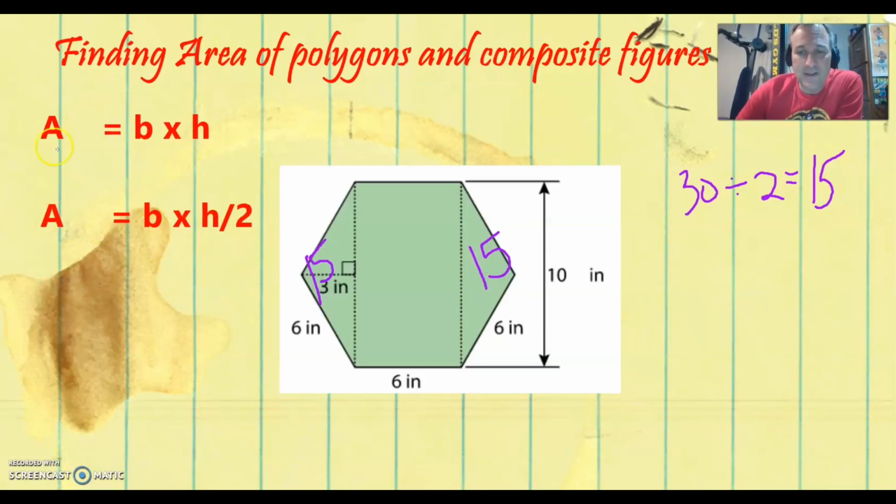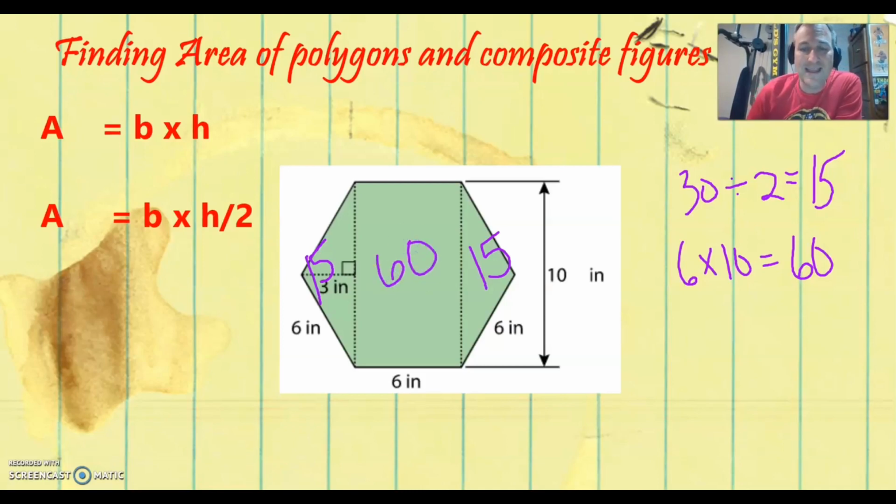So now I have to find the area of the rectangle in the middle. That's going to be pretty easy because we know that rectangles are just base times height, or length times width, but in this case we're going to use a base of 6 and a height of 10. And if we take 6 times 10, we get 60. And so the area of this is 60.